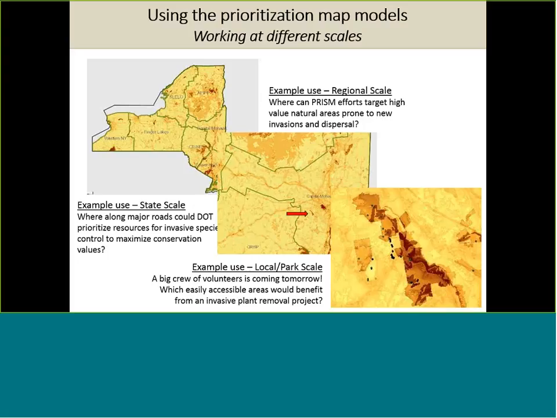And so one example I thought of for parks might be, say you get a call that a big crew of volunteers are coming tomorrow and they really want to do some invasive species work. How can you quickly and easily pinpoint some areas that are easily accessible, so maybe along roads or trailheads or trails, and would also have a high conservation benefit if you did an invasive plant removal project? In that case, you might look at the map for your park and determine where those hotspots are on the comprehensive map so that you could find those areas.